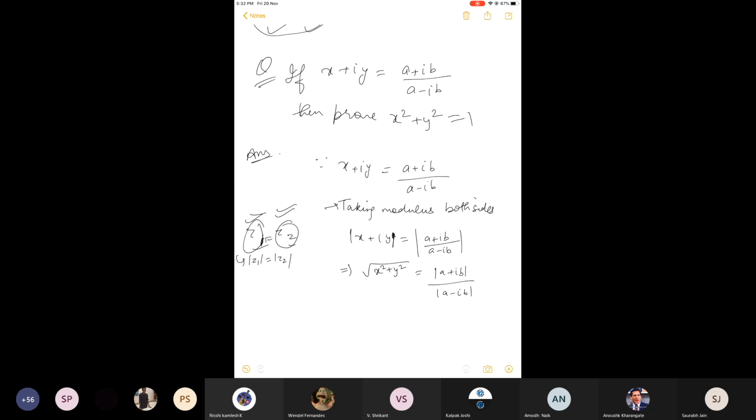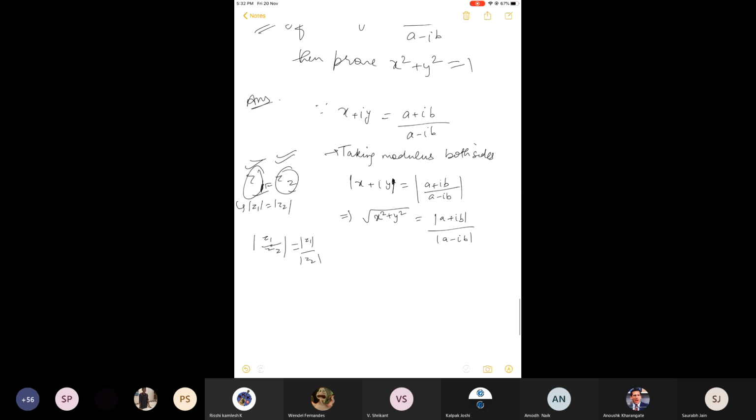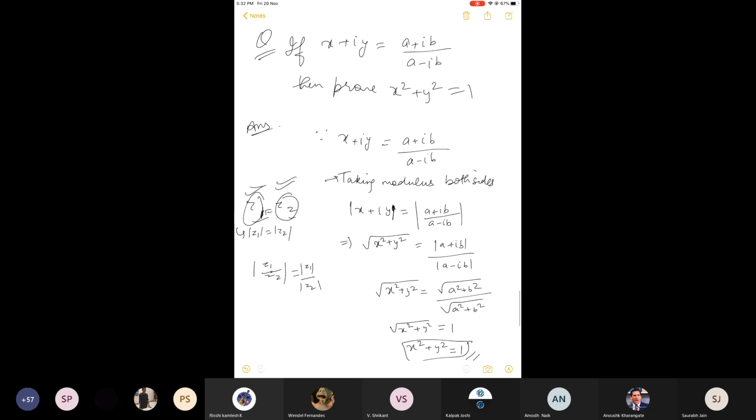Which property? Z1 by Z2 modulus is mod Z1 by mod Z2. This property, right? So what will happen? Under root of x square plus y square is under root of a square plus b square. You know the formula, how to use it. So the question is over, because root of x square plus y square is equal to 1, and if you square both sides, the answer will be 1. That's it. Okay. Try to use the properties. Try to use those results.